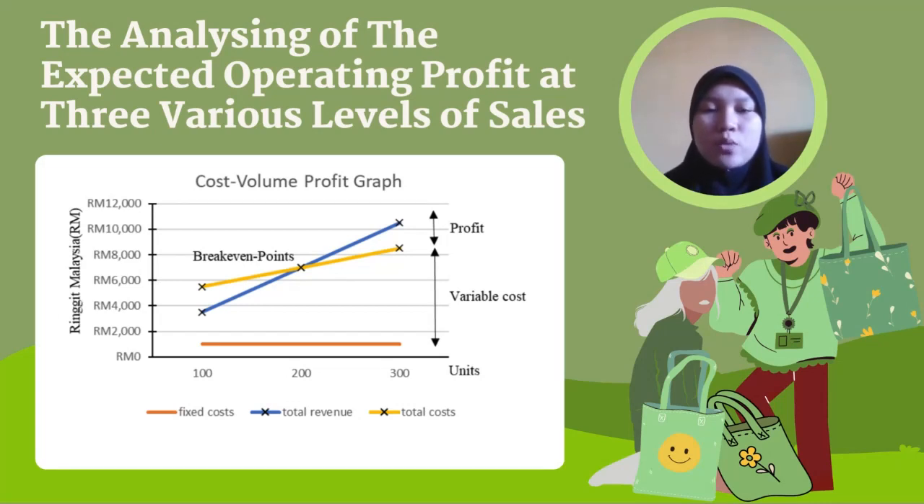As we can see, at the lowest level of sales in cost volume profit analysis, the company will experience no income or loss. At this point, the total revenue equals total cost, resulting in zero profit or loss. And it can be used to determine the economic viability of producing and selling a product or service. The contribution margin is the difference between the sales price and the variable cost per unit.